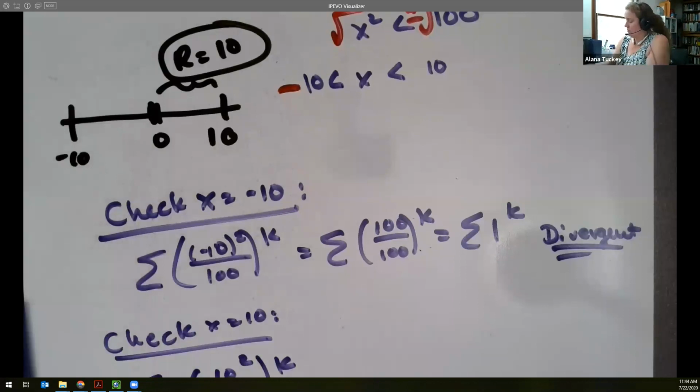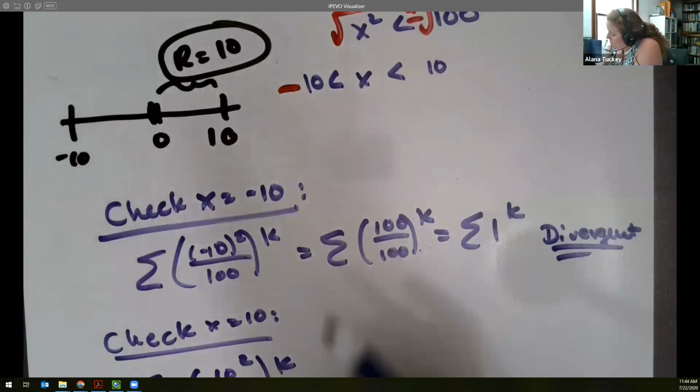Okay. Sorry. So that's 1 to the k, which again is divergent.